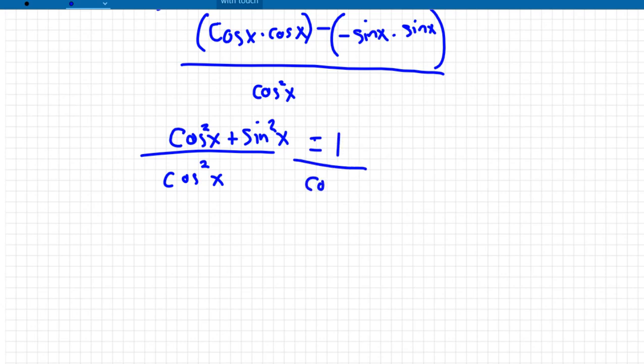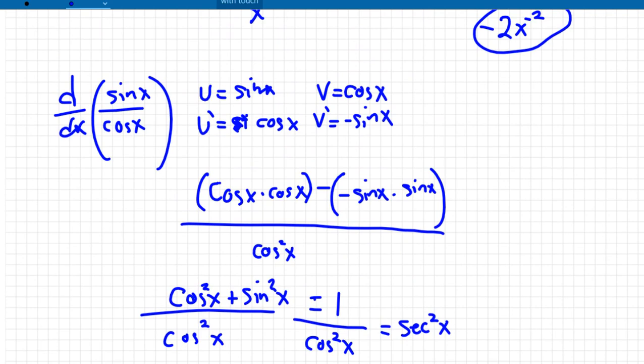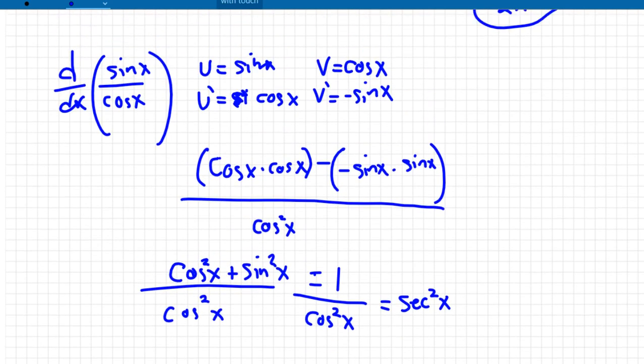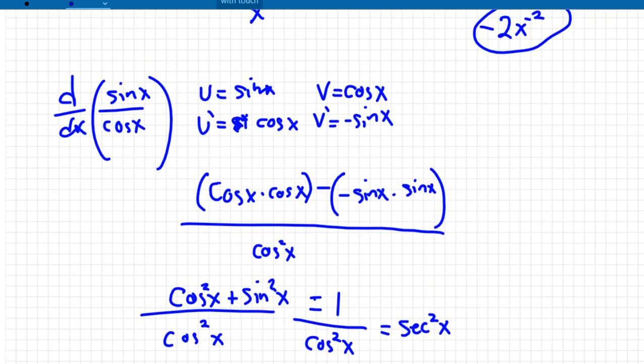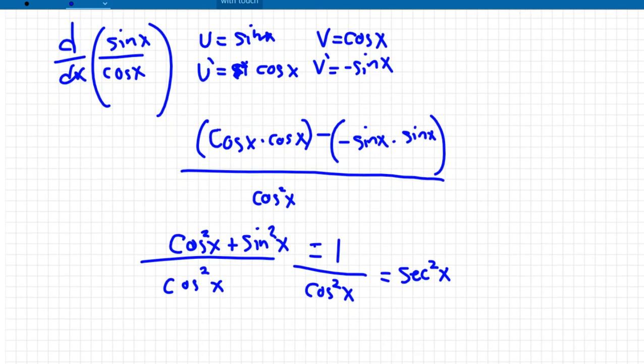So this would be 1 over cosine squared of x, which by another trigonometric identity is actually equal to the secant squared of x. So we have found that the derivative of sine of x over cosine of x is secant squared x, and this is equal to the derivative of tangent of x. So we've just found the derivative of tangent of x. All right.